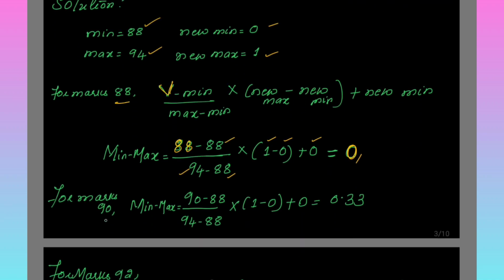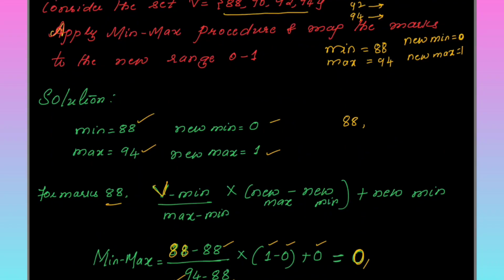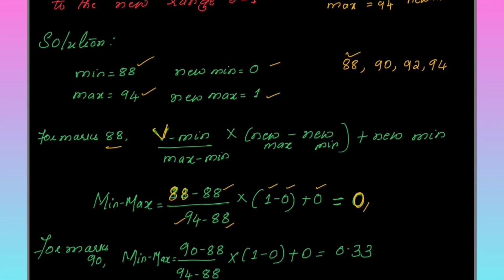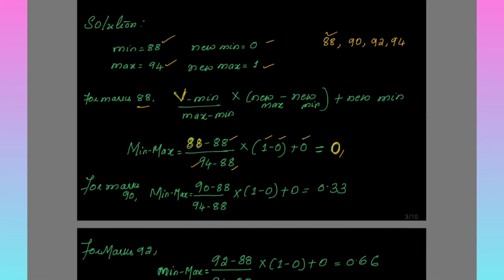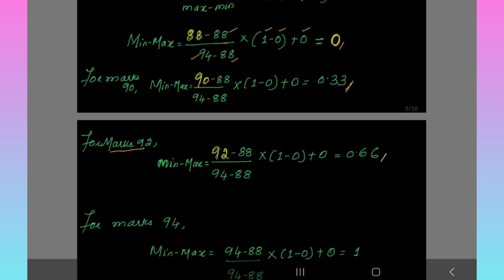Next, you have 4 numbers in the list, no? 88, 90, 92, 94. For 88 you have just computed and got 0, and for 90 it is the same thing. Now your V value is 90, the rest of the things remain the same, and you get 0.33. The third time, for the marks 92, your V value is 92, and you get 0.66. The last number in the list is 94, and when you substitute for 94 you get 1.